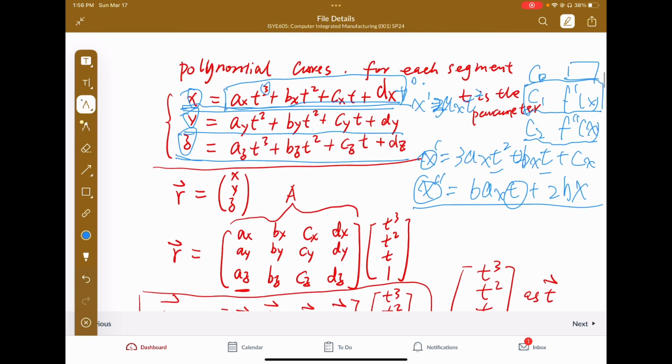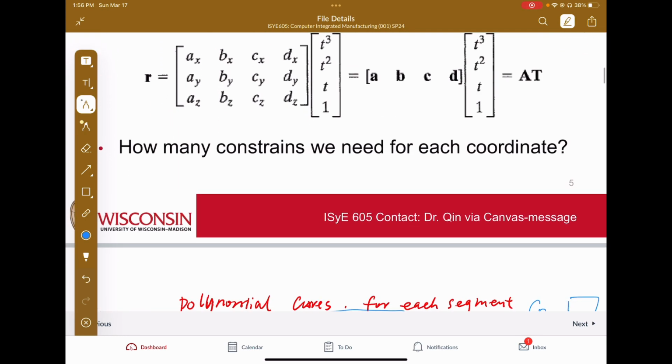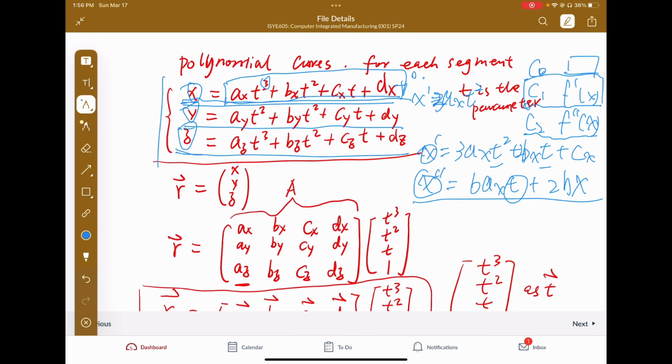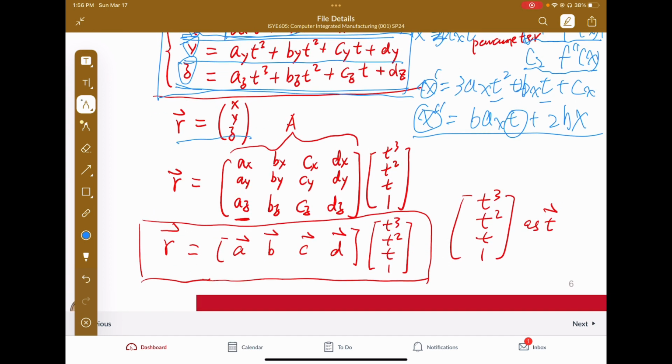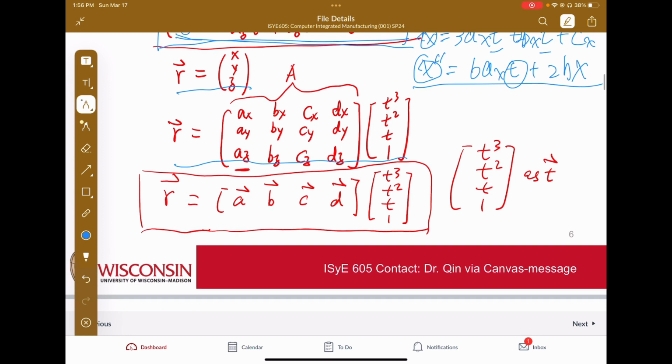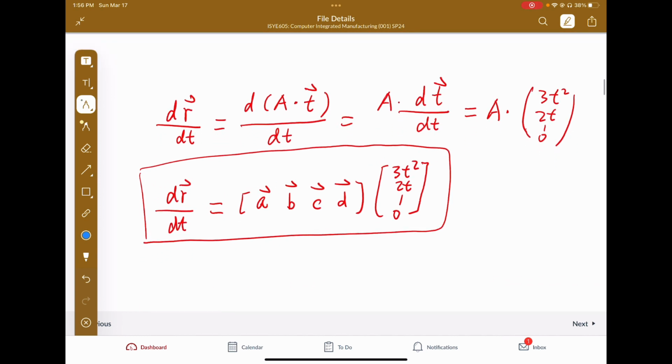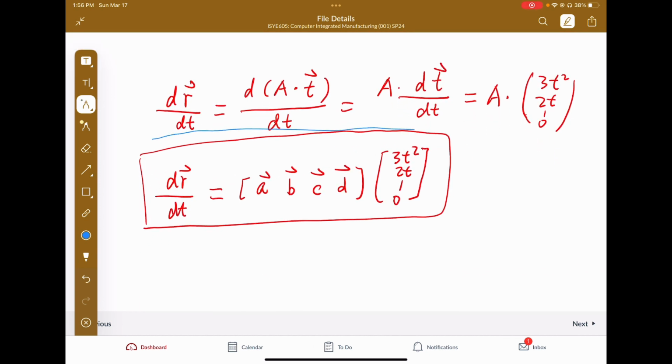So this is why we use the cubic curve, and this is the format of the description. Now we write it in matrix format. After that, we call each one a vector: A, B, C, D, and this is another vector. And this is the one-time derivative.